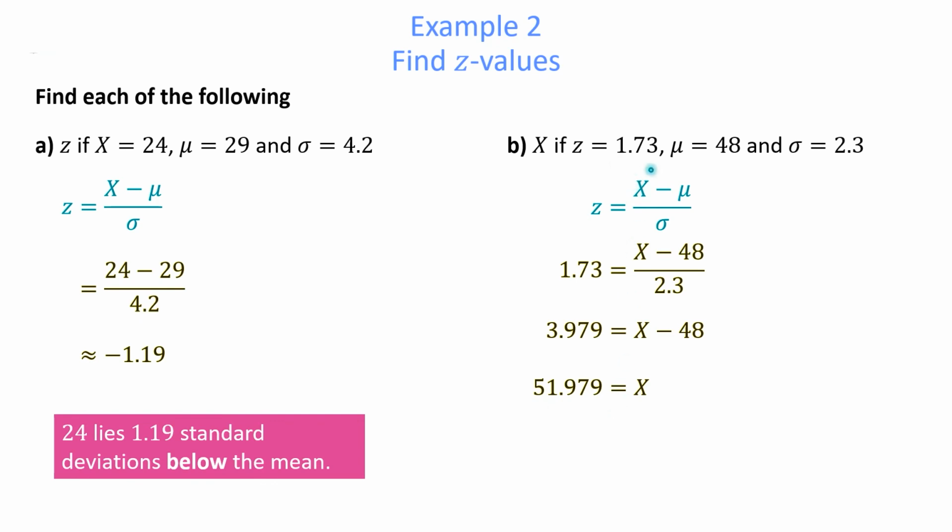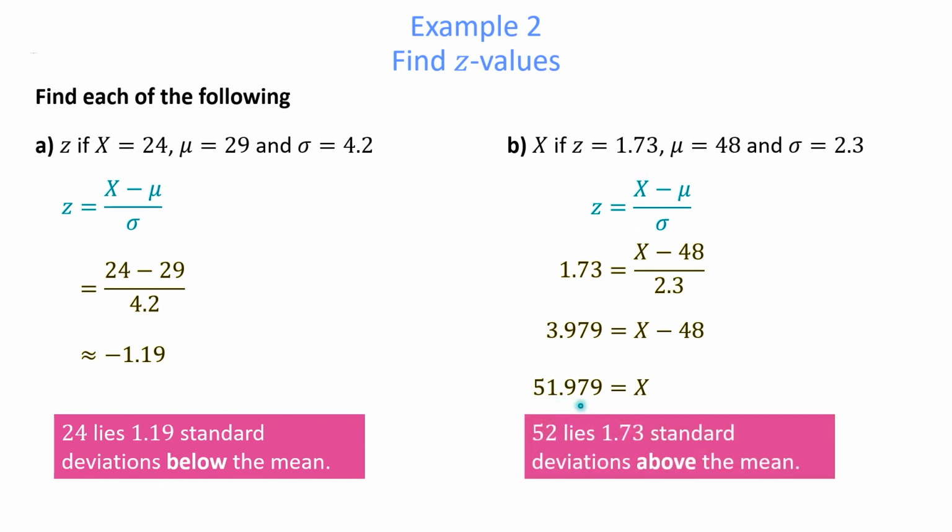Now if you recall, z values represent the number of standard deviations away from the mean, and this is a positive z value. Okay, so we can say this number here, which we've rounded to 52, lies 1.73 standard deviations above the mean, and it's above because our z value here is positive.